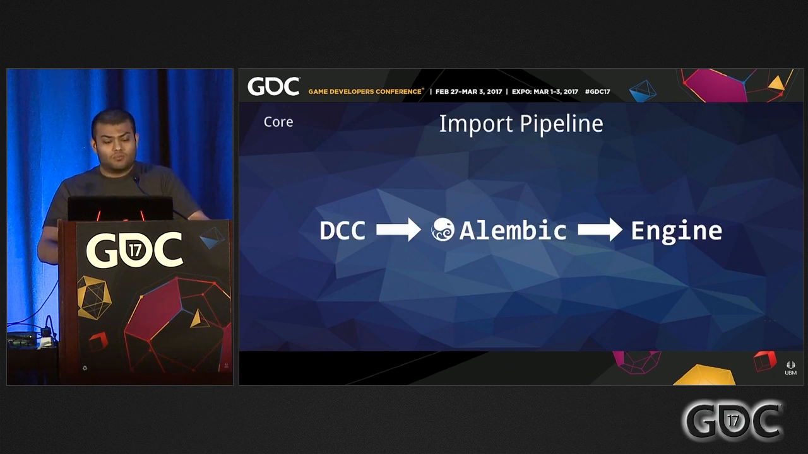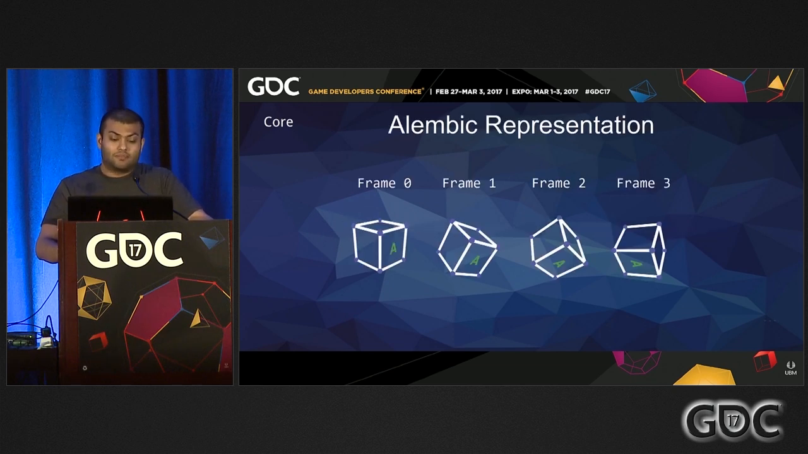We used Alembic heavily, and from our DCC we would go into Alembic. However, you do not want to use Alembic as the format that your runtime is actually using. You want to pre-process this into a specific engine-optimized format, because Alembic generally represents full frame geometry. Every frame you're getting essentially the entire stack.